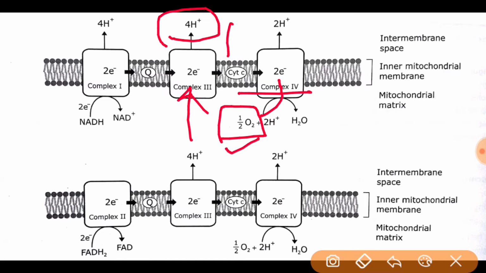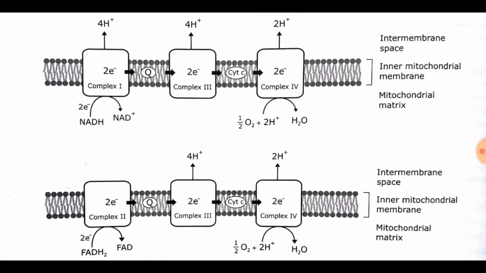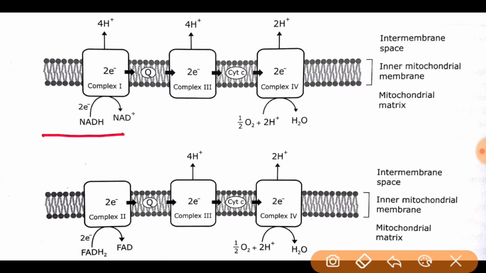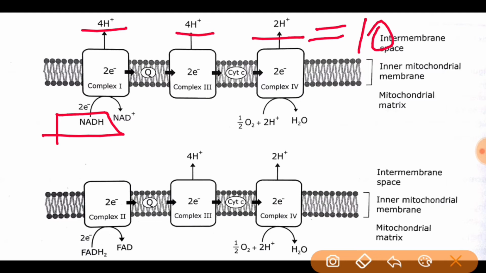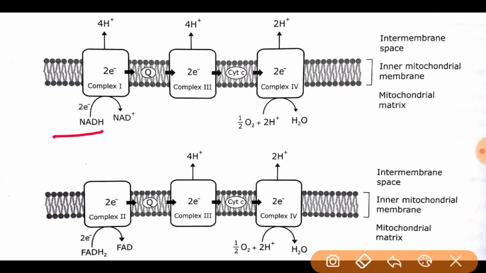Oxygen accepts 2 electrons and 2 more protons from the matrix and it will form water, and in this process the complex 4 will pump 2 protons. So overall for one molecule of NADH there will be pumping out of 4 plus 4 plus 2 equals 10 protons. So 10 protons have been pumped out for one molecule of NADH.